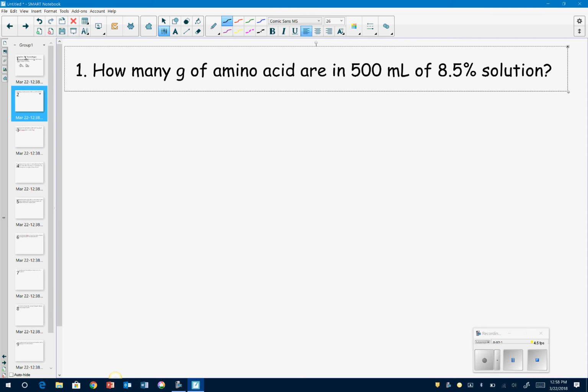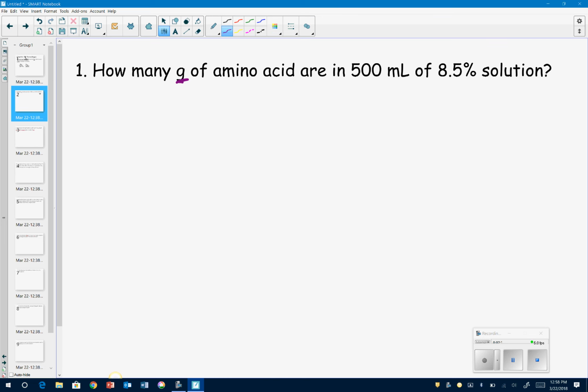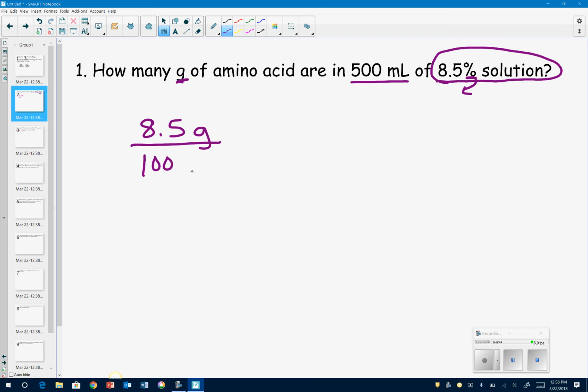So if you go to your practice problems, these are actually going to be probably pretty easy for you because you're already used to ratio proportion. All it is is using percentages in ratio proportions. Okay. So number one here, he says how many grams of amino acid are in 500 milliliters of 8.5% solution. So this is our given stock. And we have 8.5%. Remember, it's always grams. And underneath it, this percent sign means you would always have 100 underneath it. So it's always out of 100 milliliters.